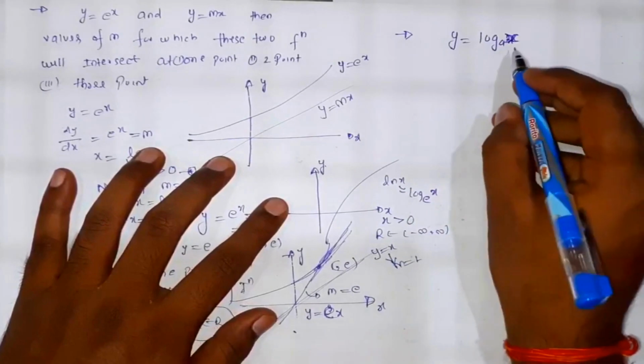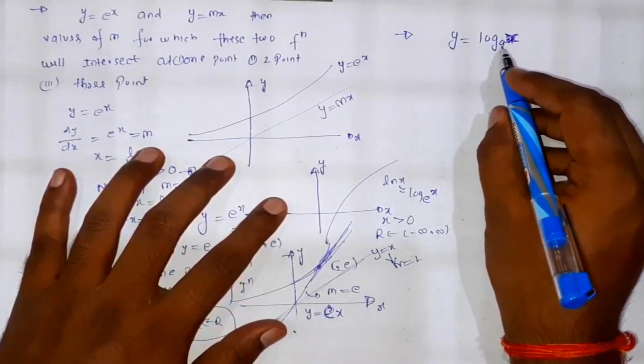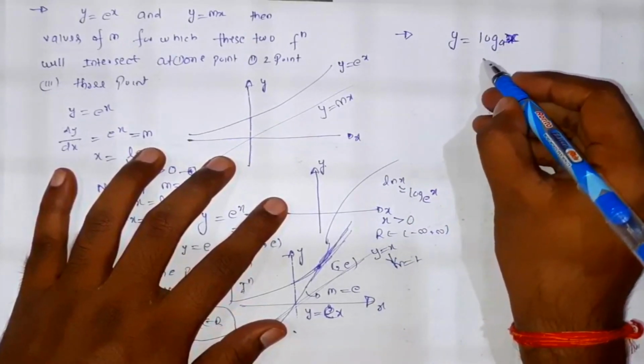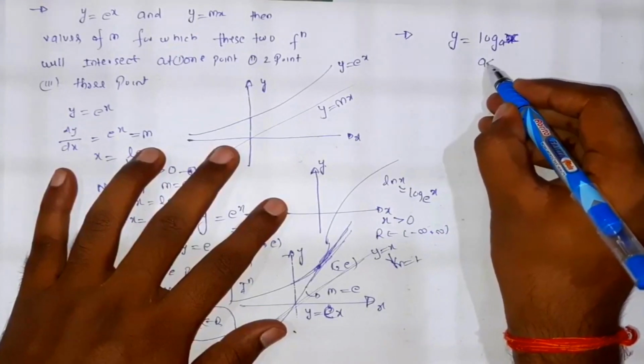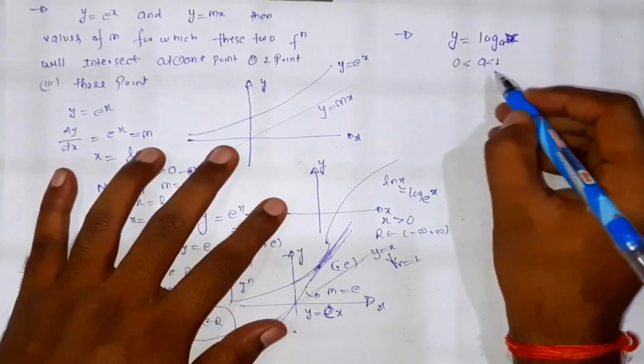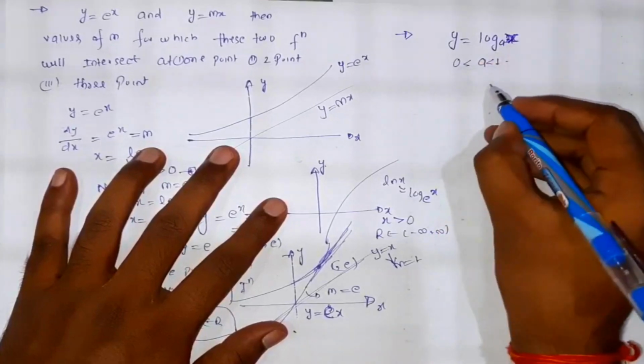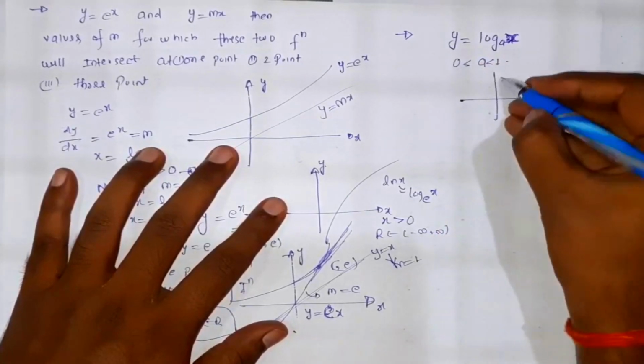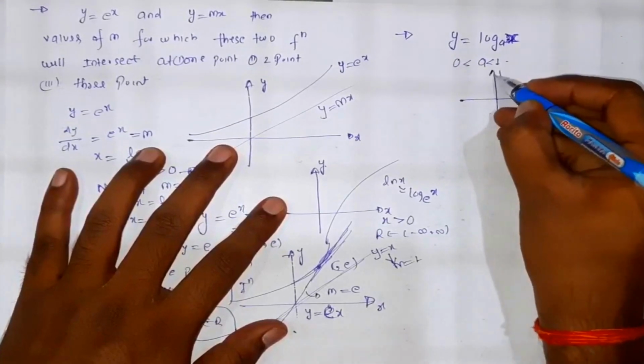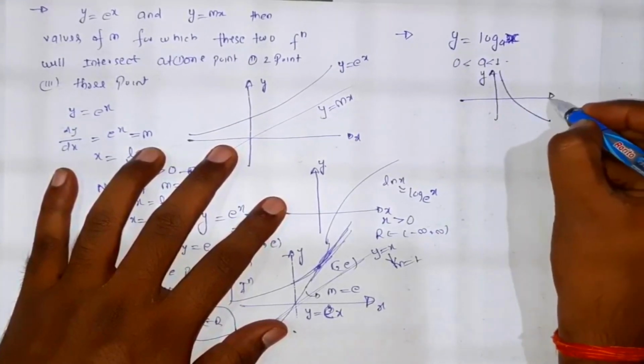Okay. So the graph of this function will depend on the values of a. If a is less than 1 and greater than 0, then the graph of this function will be something like this. Something like this. The function will be decreasing.